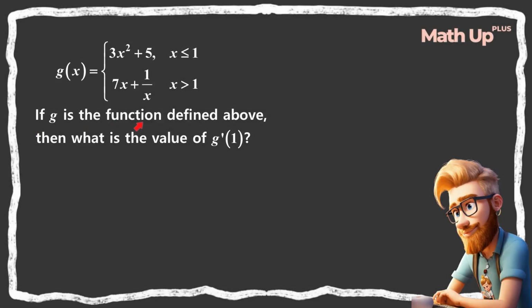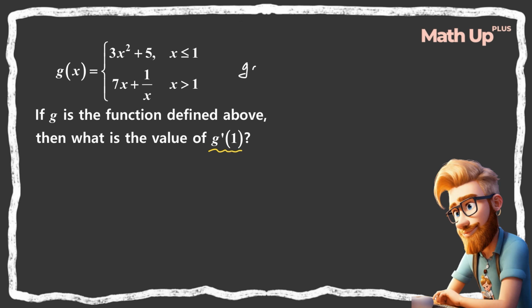If g is the function defined above, g is given right here, then what is the value of g prime 1? g prime 1 is the derivative of function g at x equal 1. And g prime 1 possibly exists only if g is continuous at x equal 1. So let's find out if g is continuous at x equal 1.